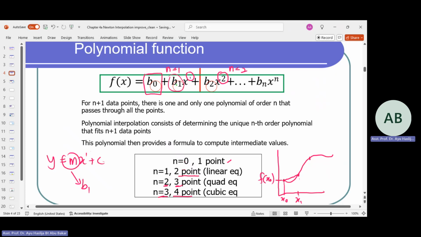So whenever you are given the polynomial function, you must see up to what order, and at that order, how many points are included. If the question asks you to do interpolation up to n equals 3, you must have 4 data points, and you must identify what the points are. Later we do exercises, then you will understand better.